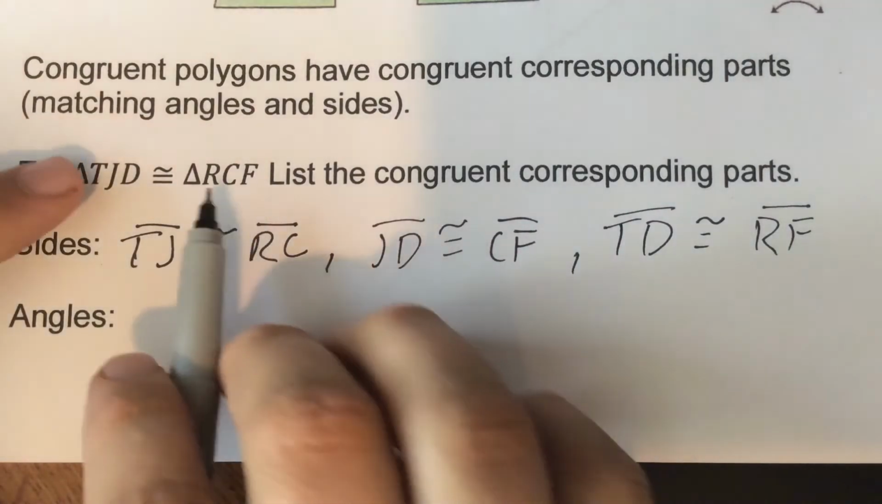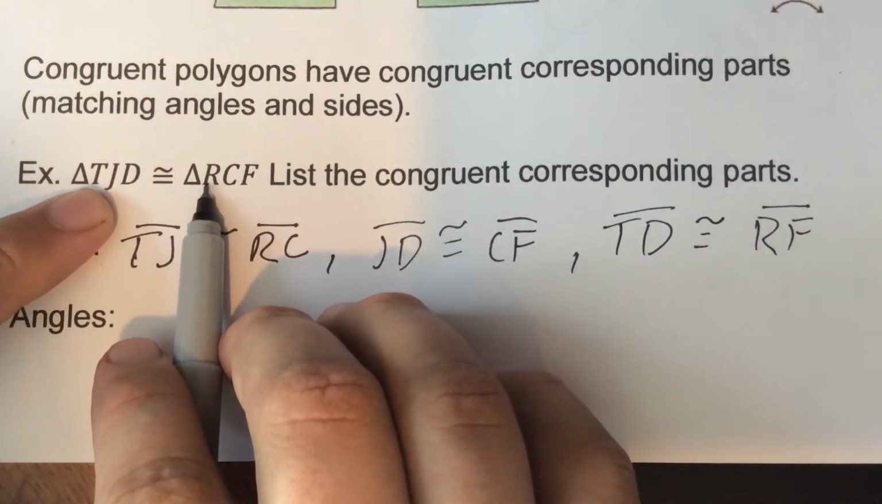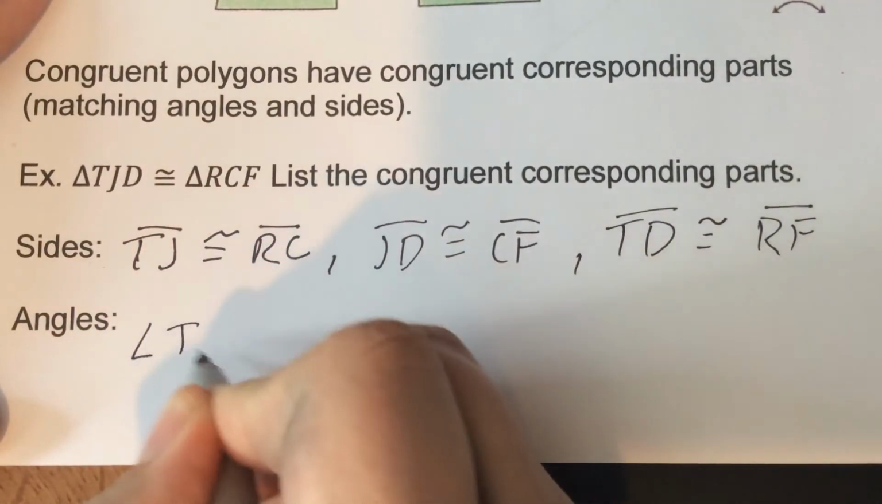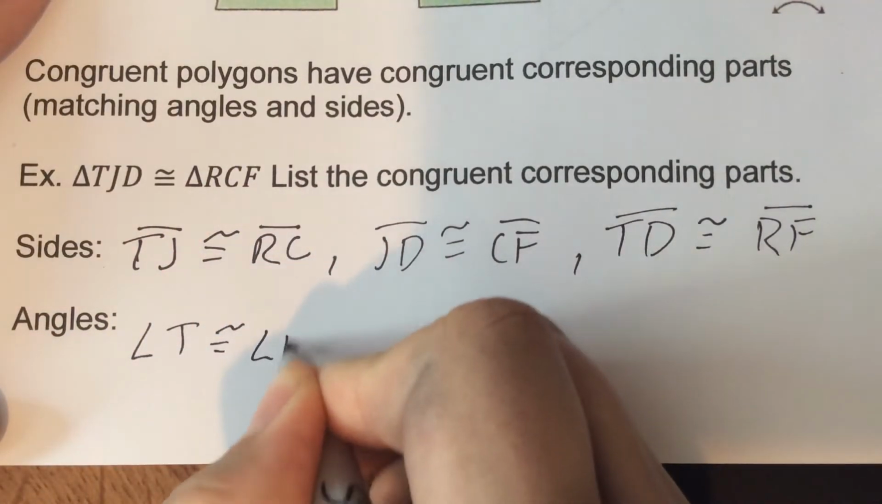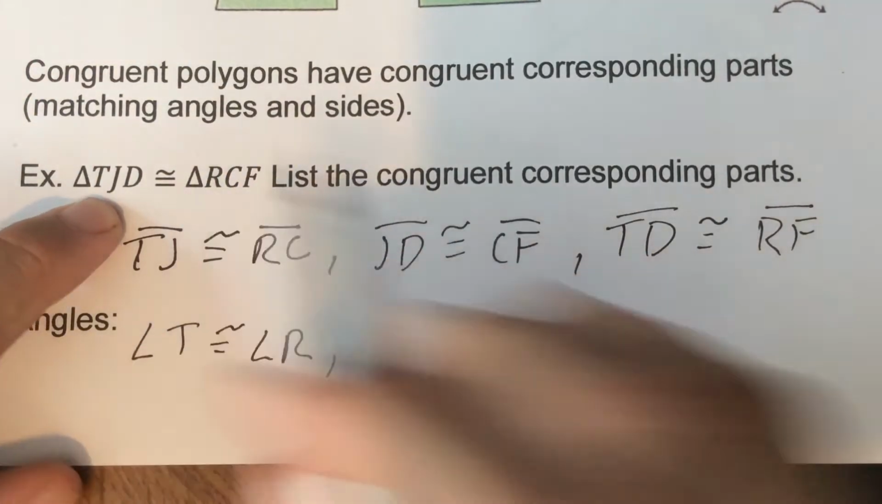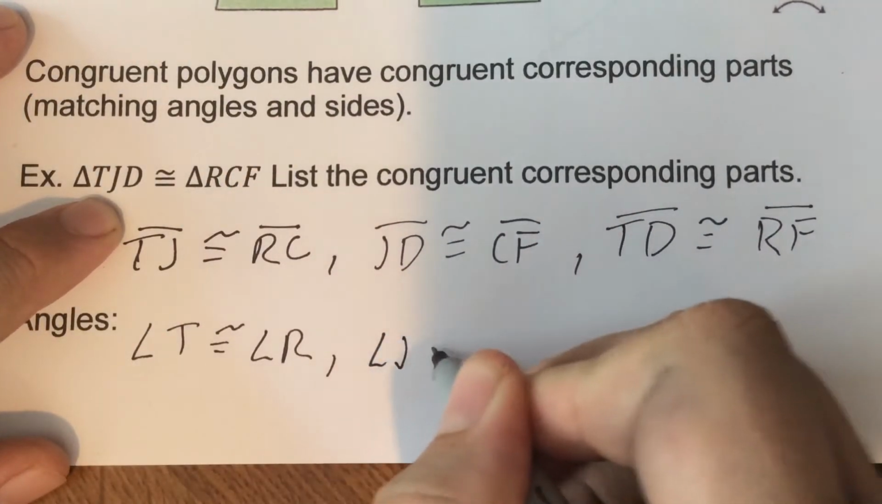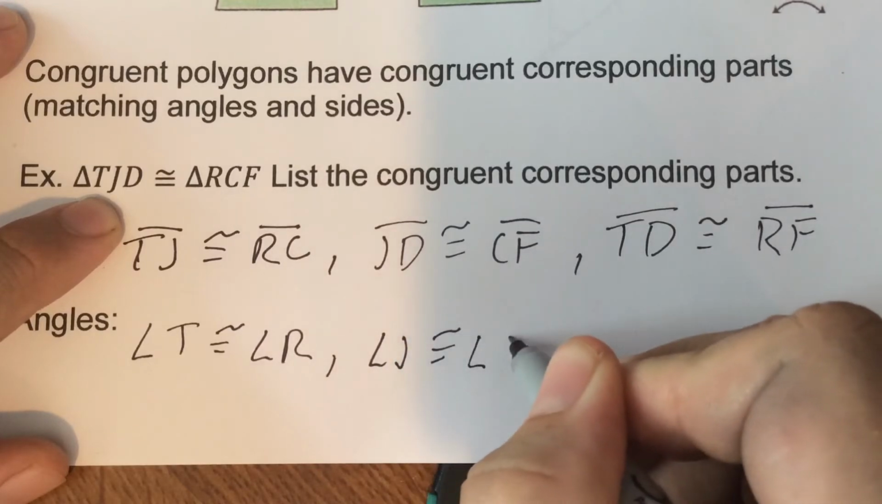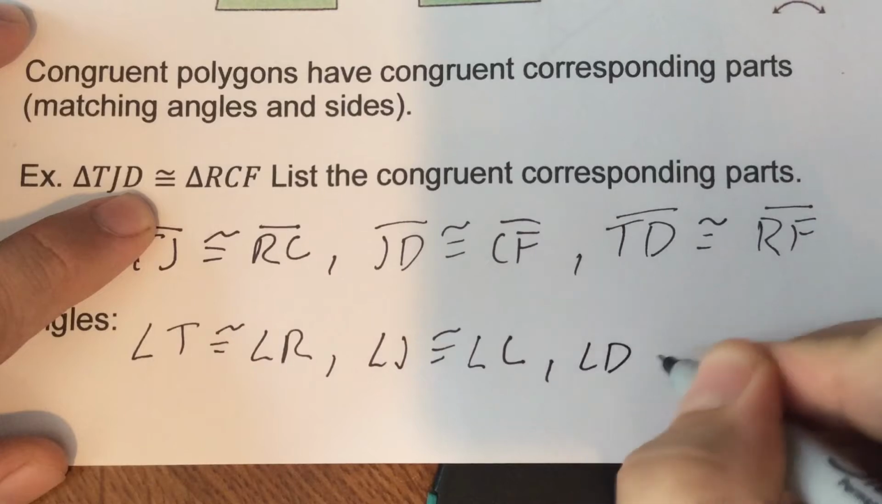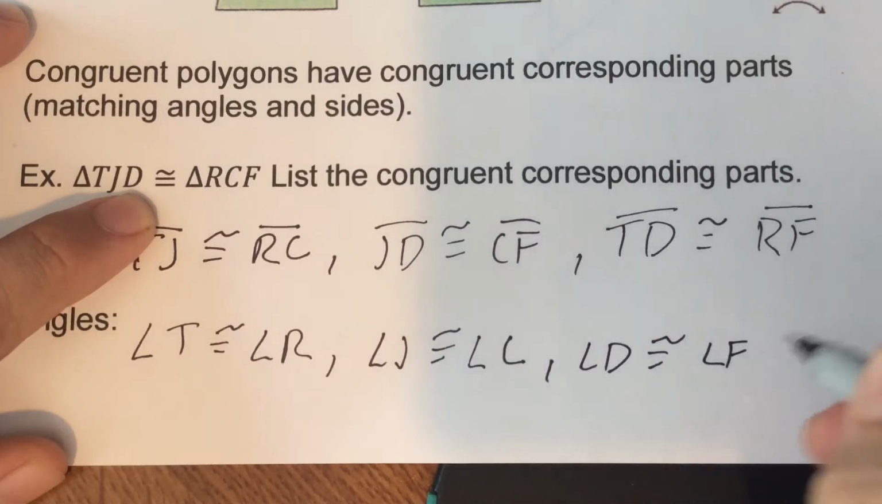So when it comes to angles, same idea. T and R, since they are first, they're going to be the angles that match up. So angle T is congruent to angle R. J and C are second, so those are the angles that match up. So angle J is congruent to angle C. D and F, same thing there. Angle D congruent to angle F.